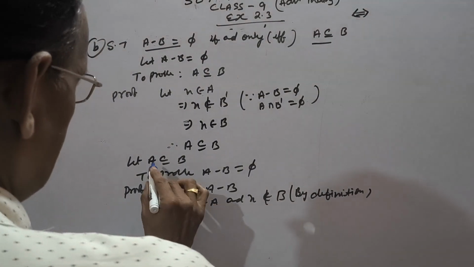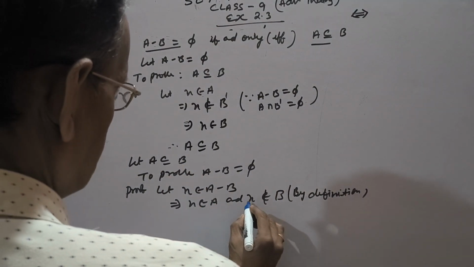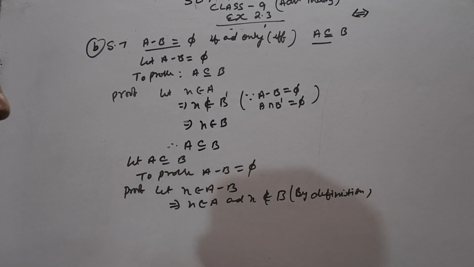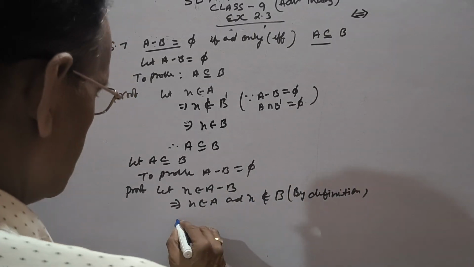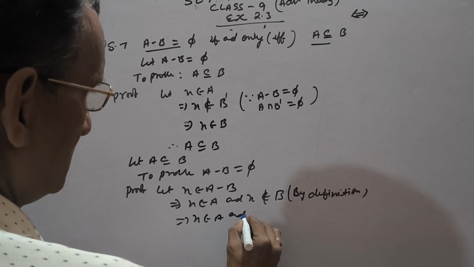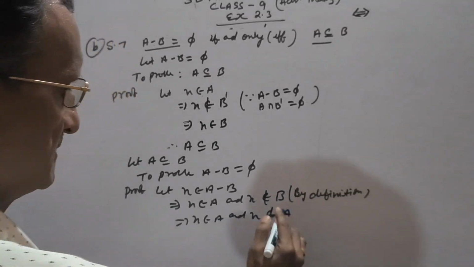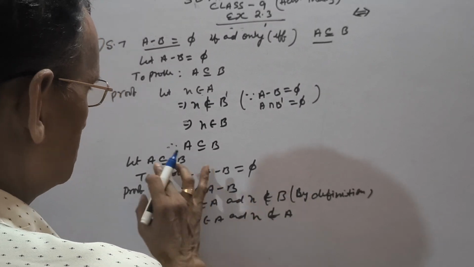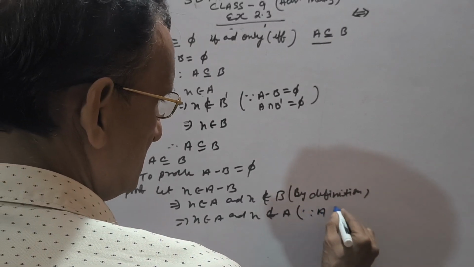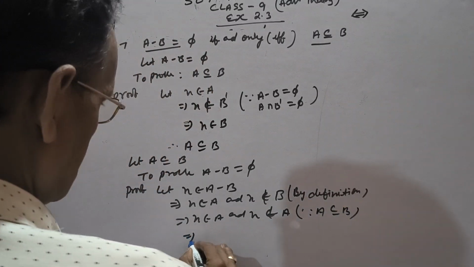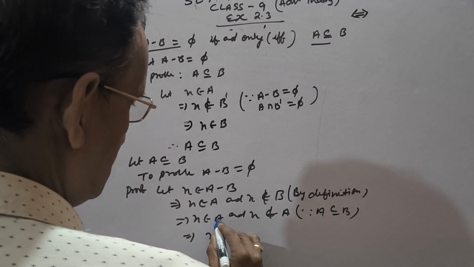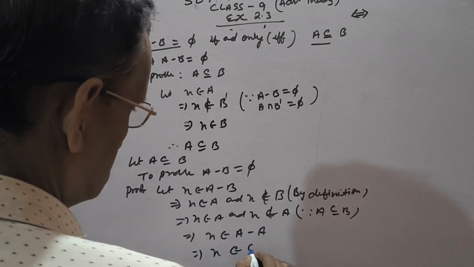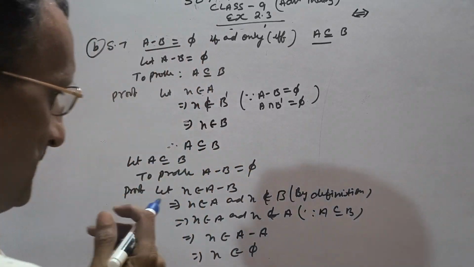Now see, A is given as a subset of B, so x is not in B. If A is a subset of B, every element of A should be in B, but x is not in B. So what is the meaning? x belongs to A and x does not belong to A. This is not the meaning, this is the meaning: x is not in B, so x must not be in A because A is a subset of B. If x is in A and not in B, then it is called the difference. So x belongs to the empty set. A minus B will be denoted by the empty set only.